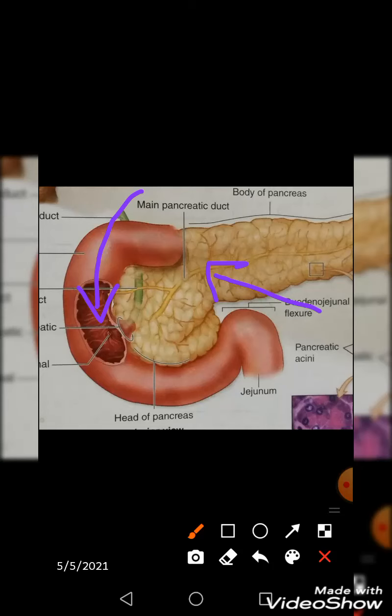So the watery pancreatic juice, as I have told you, is rich in sodium bicarbonate ions. They are supposed to neutralize the acidic chyme in the duodenum, right, and to produce a neutral pH, so that now the pancreatic digestive enzymes can function properly, right.